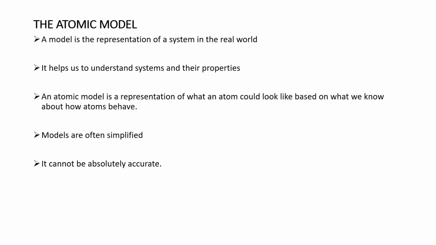So we study atoms, how they behave, and then we come up with a model based on what we have learned. And models are often simplified and they cannot be absolutely accurate. As you will see as we go on with these models, most of them were incomplete until some things were discovered, and then they tried to complete the atomic model. So don't be surprised when you see an atomic model that is not so relevant. That is because it just represents what an atom could look like. And there were things that were not discovered at the time those models were made.